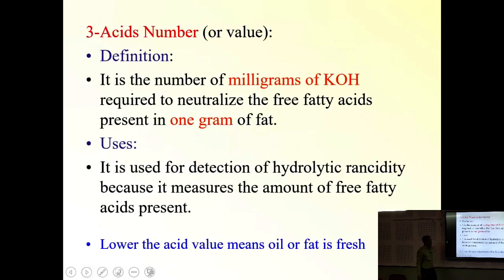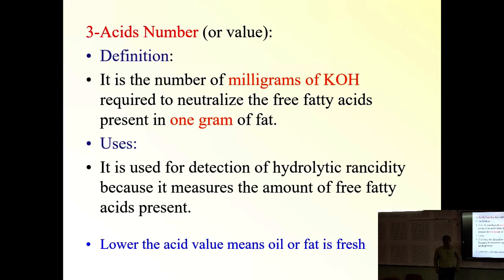This is the saponification. Now, acid number: it is the number of milligrams of KOH required to neutralize the free fatty acids present in 1 gram of fat. That is called acid number. It is used for detection of hydrolytic rancidity. Remember these words, because it measures the amount of free fatty acids in oil. So acid value or free fatty acids is very important for determining the quality of oil, whether fresh or in storage. The lower the fatty acid value, the fresher the oil or fat.